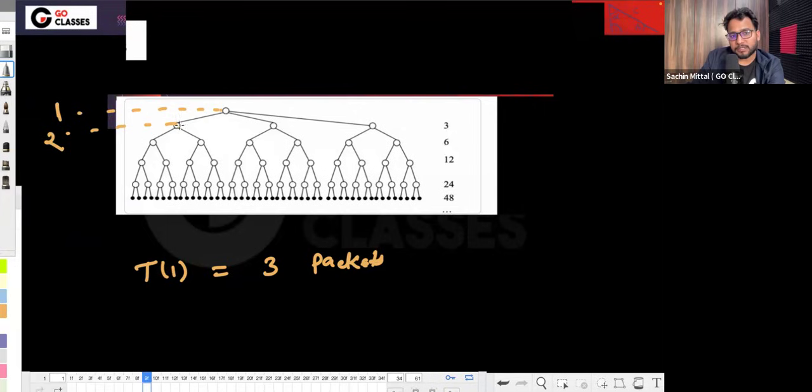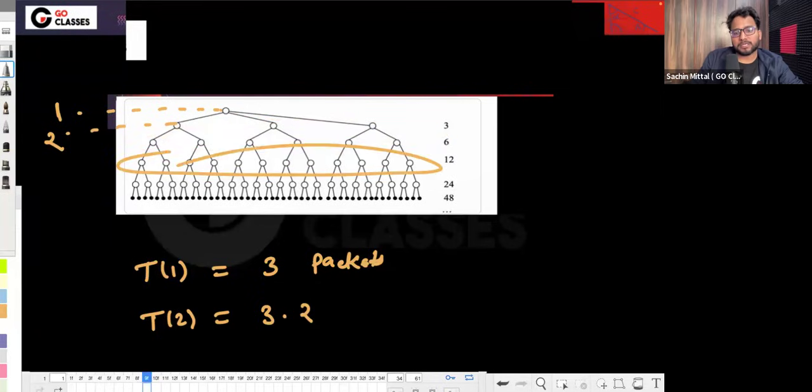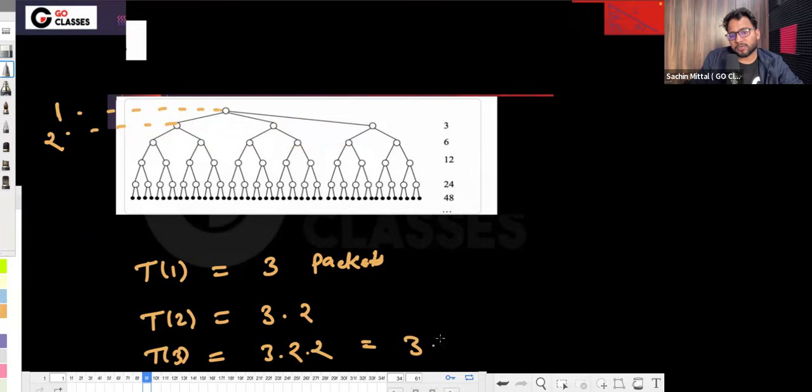At timestamp 2, you are sending using these three, which means each will send to 2. So T2 will be whatever was the earlier number, 3 into 2. Everyone will be sending to 2 more. Similarly, now everyone again will be sending to 2 more. So at T3 also, it is 3 into 2, whatever is the earlier number, into 2 more, which is the same as saying 3 into 2 square.